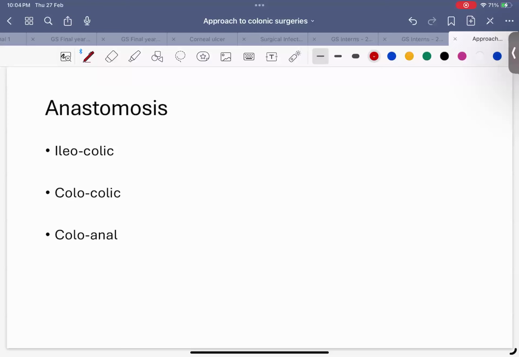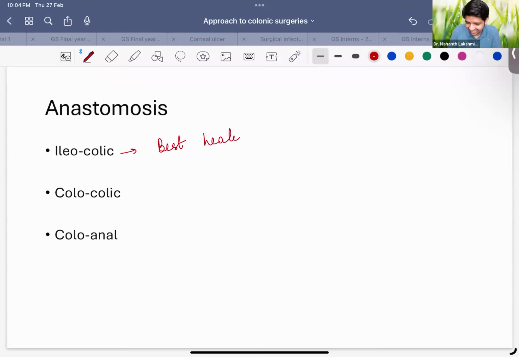Ileocolic is the one with the best healing, sir. Yeah, because it has the best vascularity. Yes, because the ileum has more vascularity. That is why they say ileocolic has the best chance of healing.